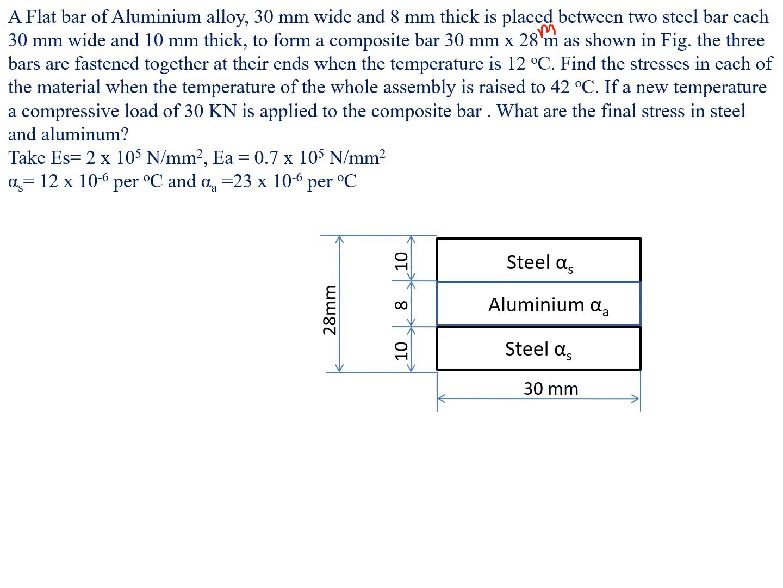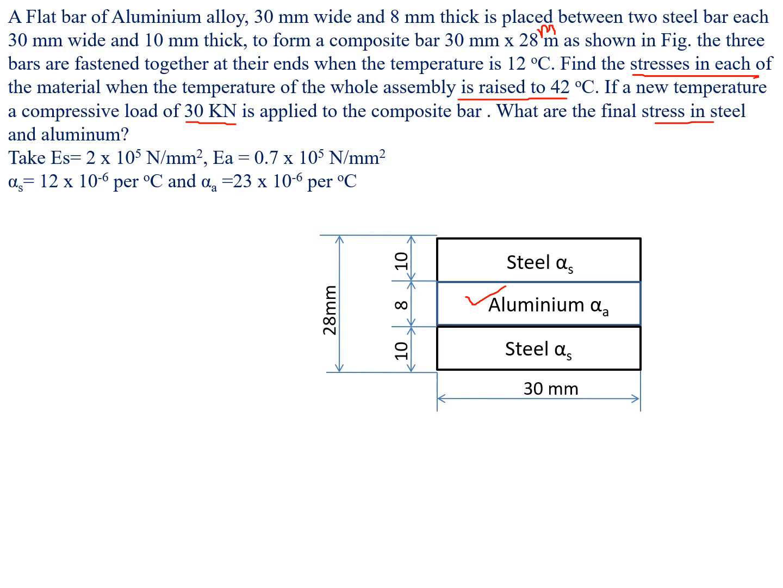Here the problem says the aluminum bar is placed between the two steel bars and fastened together at their ends, which means this becomes a composite bar. Here we have to find the stresses in two conditions. The first condition is to find the stresses when the temperature rises. The second condition is, at the new temperature, applying the compressive load of 30 kilonewtons, we have to find the final stresses in each material.